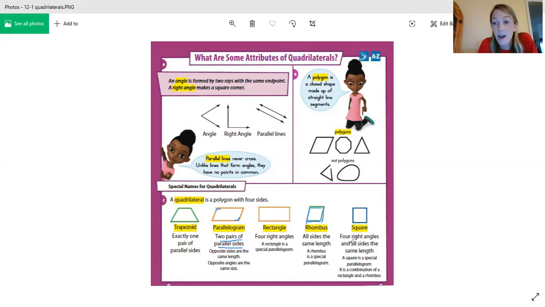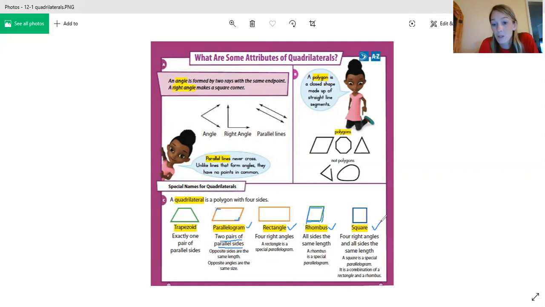And all sides the same length. Okay, I heard that a minute ago too. Rhombus has all sides the same length. So a square is pretty special because it is a parallelogram, it is a rectangle, it is a rhombus, and obviously it's also a square.